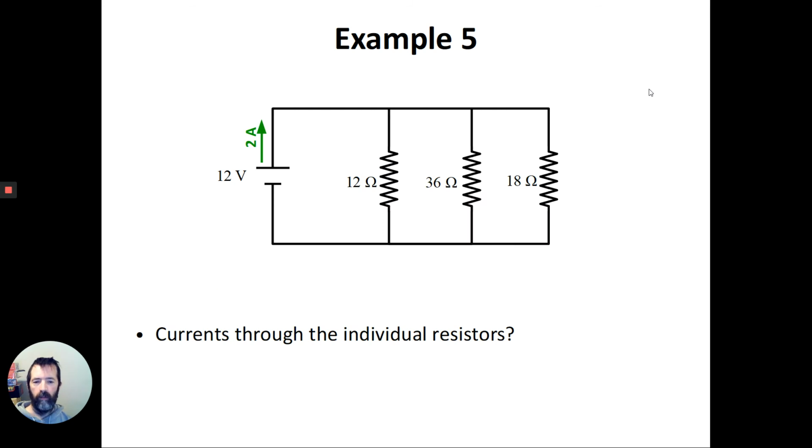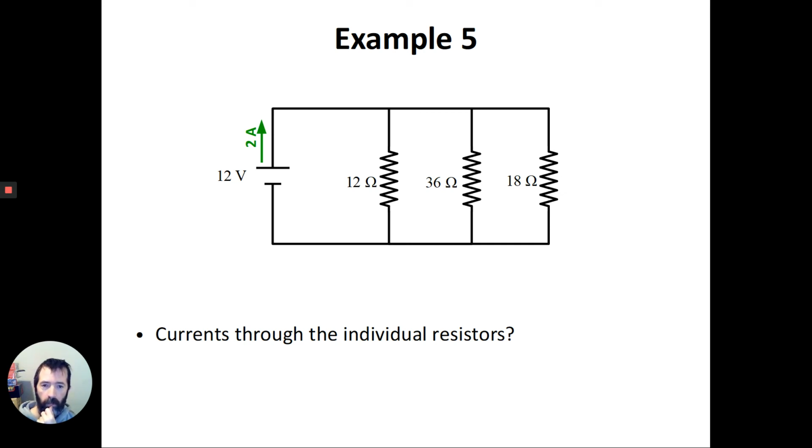Lastly, this is the same circuit. I've filled in the 2 amp answer from before. But now what it asks for is the currents through the individual resistors. Now again, it's not 2 amps. These resistors are in parallel, so they all have the same voltage V, which is 12. But they're not going to have the same amount of current.